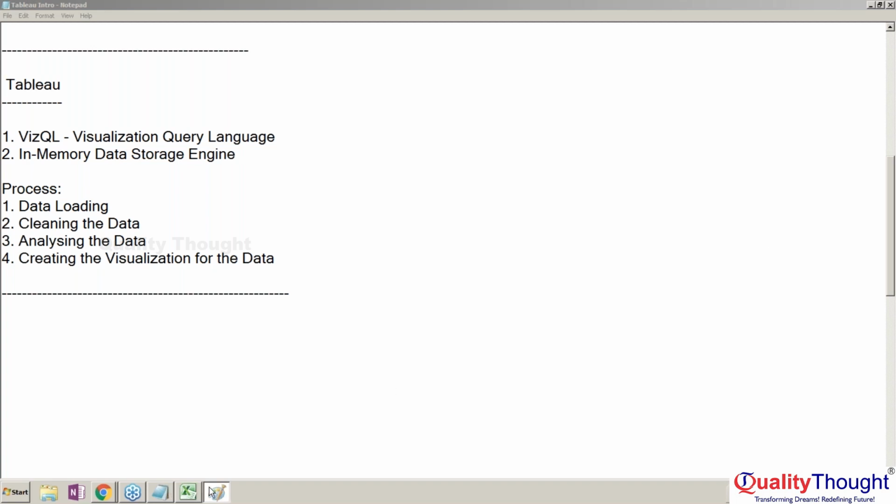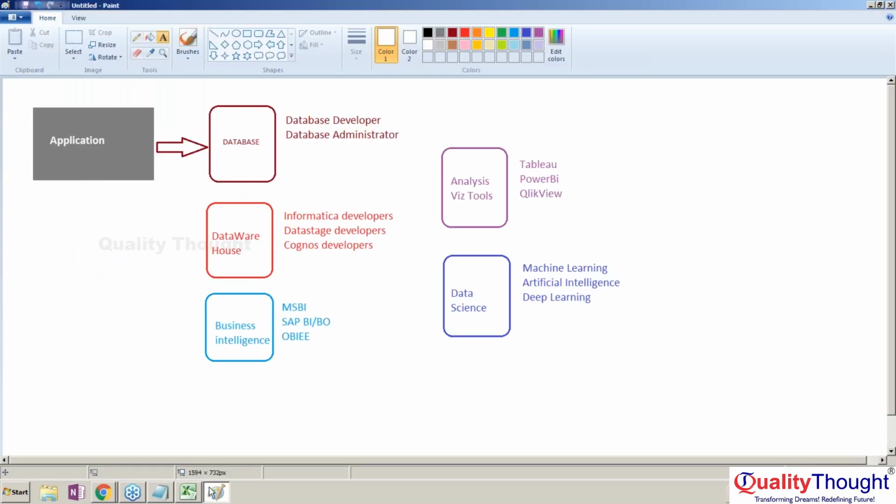See, take a look at this point. I don't know why you are not following this part. I have clearly mentioned that for business intelligence, you can see MSBI, SAP BI BO, and OBIEE. I have clearly explained what all the designations are over here. But still you are saying DBA and Tableau developer.